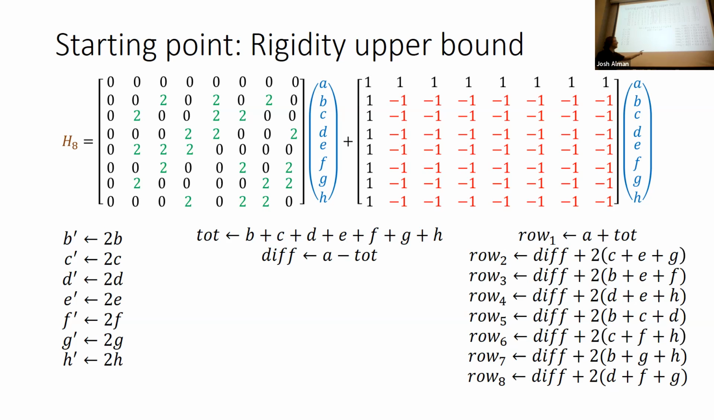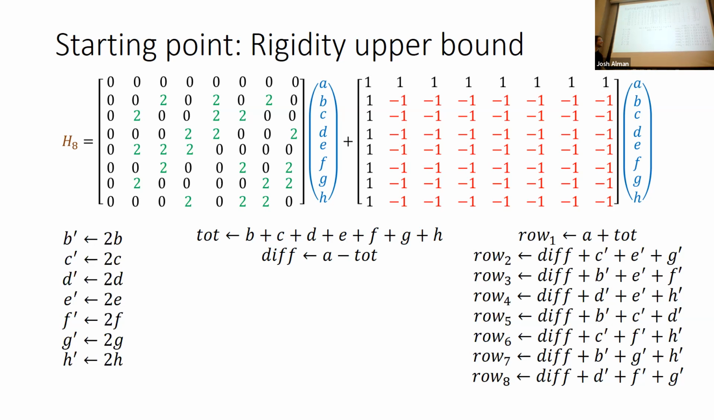And then over here, for example, instead of doing 2 times C plus E plus G, I can just do C prime plus E prime plus G prime, and so on. So I can do that replacement. I just subtracted 7 multiplies by 2 at the end and added 7 multiplies by 2 at the beginning. Okay, that's just a rearrangement, so we haven't changed the operation count so far.